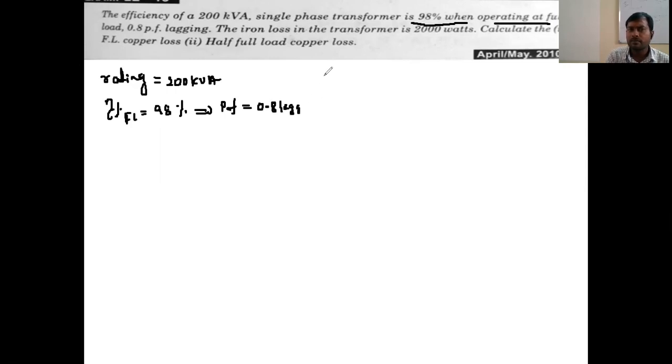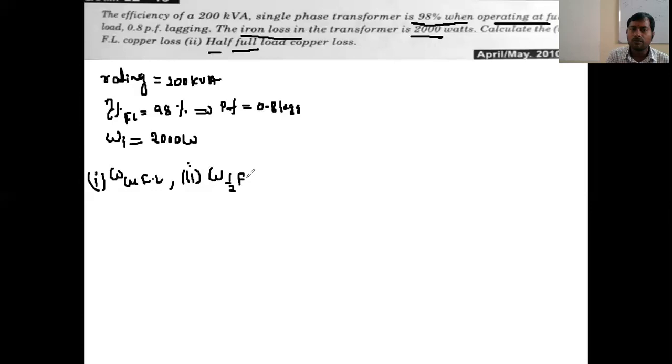Lagging. He gave iron losses. Iron losses W_i are equal to 2000 watts. And we need to calculate the copper losses at full load. This is the first one, and the second one is copper losses at off full load. This is what we need to find.